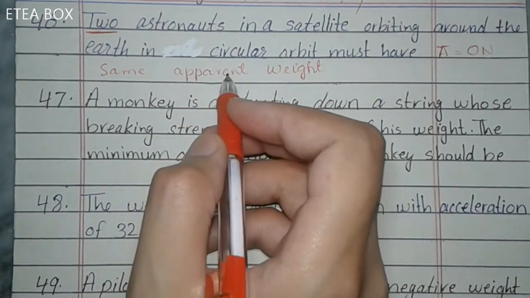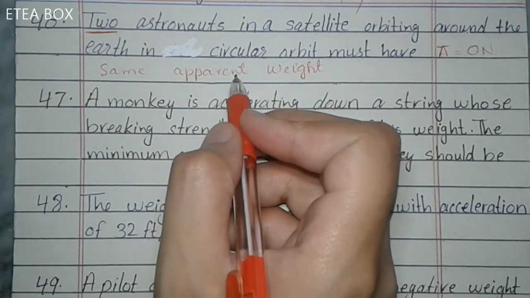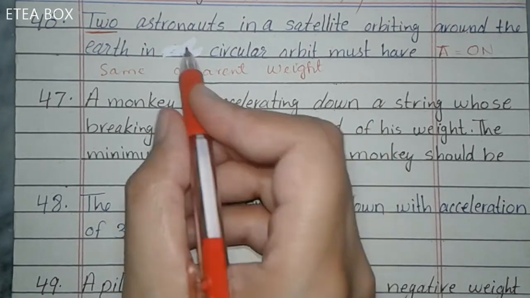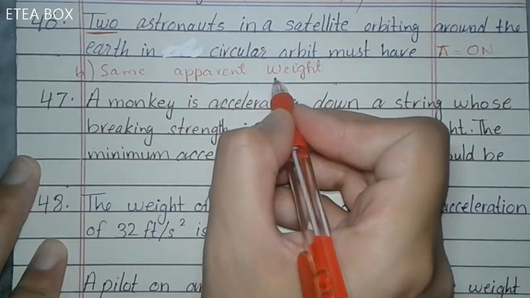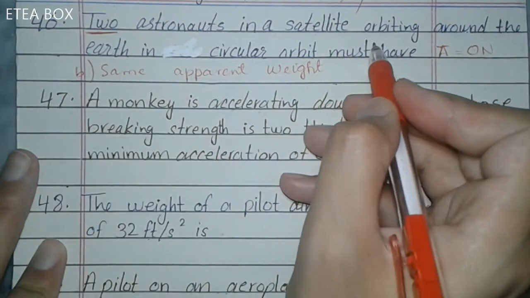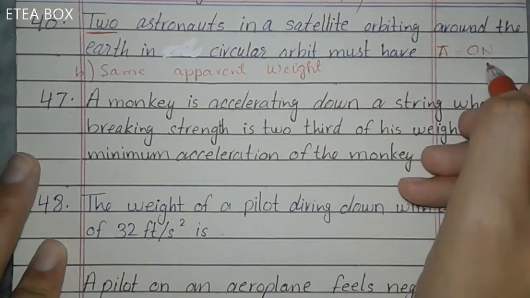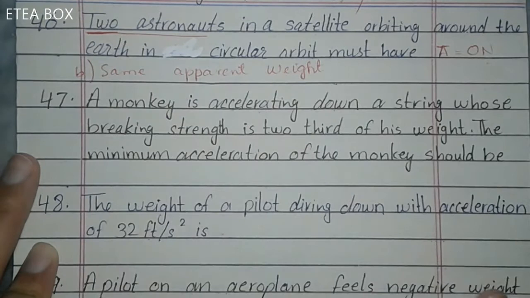Now the next option is same masses. No, the masses cannot be the same, and it can't be changed. Same real weight? No, the real weight also cannot be the same for both of them. So the answer is option B, same apparent weight, because the satellite is in free fall motion, and in free fall the apparent weight is equal to 0 Newton, which means both of them will have 0 apparent weight, which is the same.